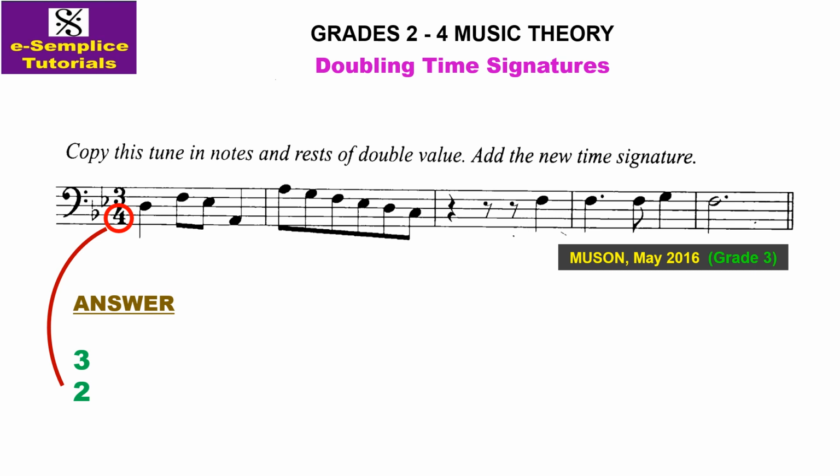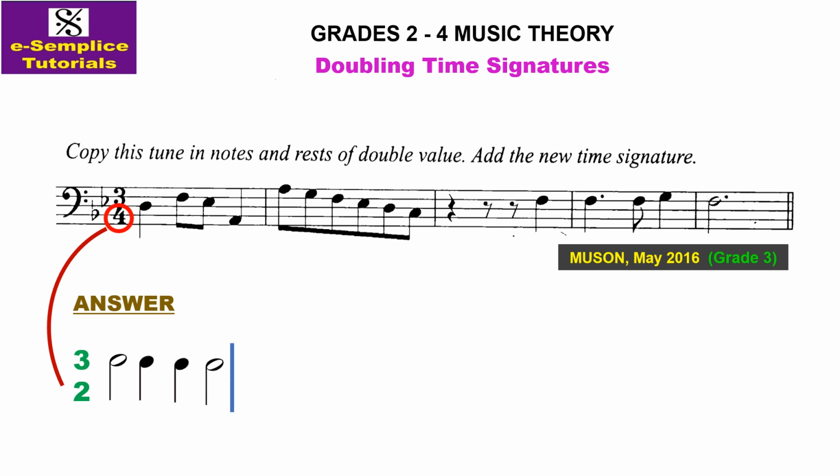Now the next thing you do is double the value of each of the notes. Now let's do that together. The first note in bar 1 is a crochet, that will become a minim. Then we have 2 quavers, which will become 2 crochets. Then another crochet there becomes a minim.